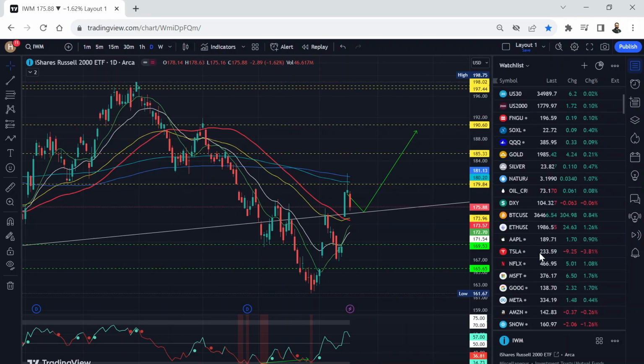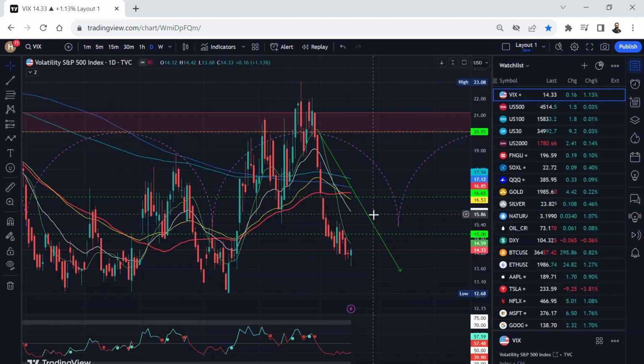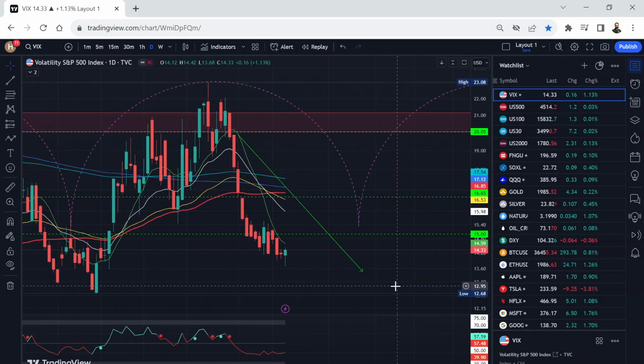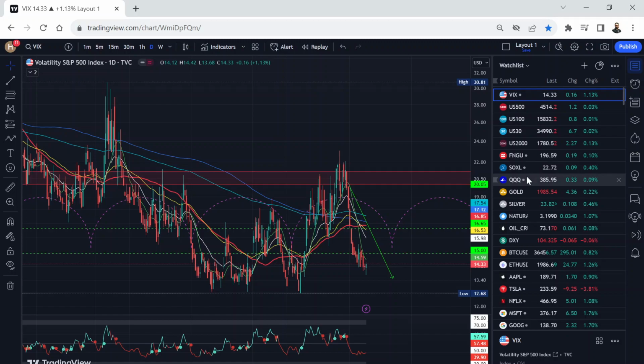So I want to see IWM bounce right now. All right, so that's on traditional market. And VIX was up, just consolidating. You can see this cycle low here coming mid of December. So looking for more lower prices on VIX. That's going to be bullish for the overall market.